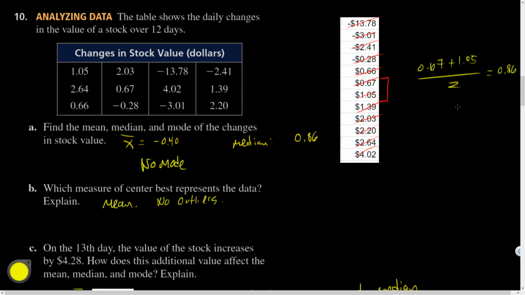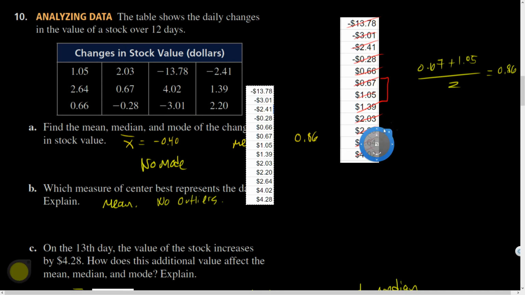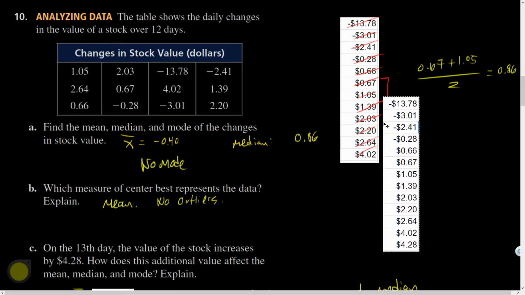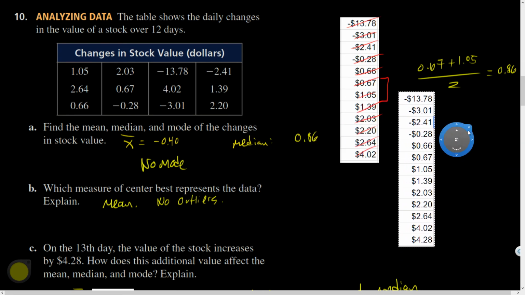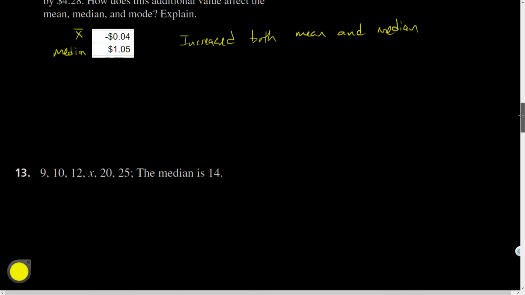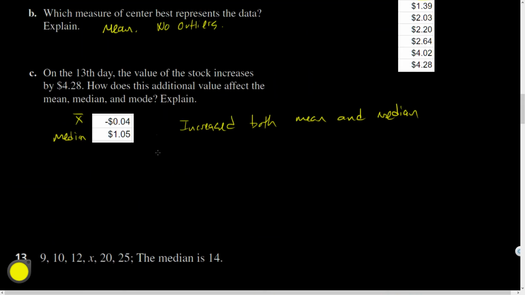I was right. The mode isn't going to change. The median changed because in this case there was no middle number, right? Or there was a middle number once I added a new number to the list. The middle number would have actually been this one here. So that's why the median changed. The mode did not change because there's no repetition. Mode is still no mode.